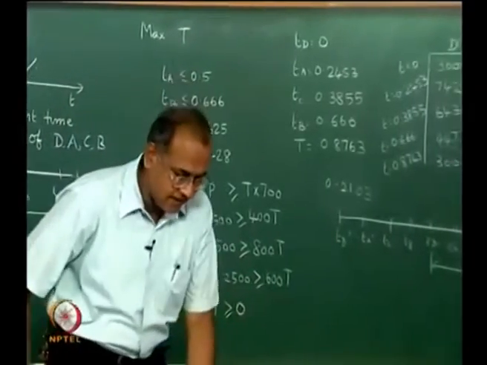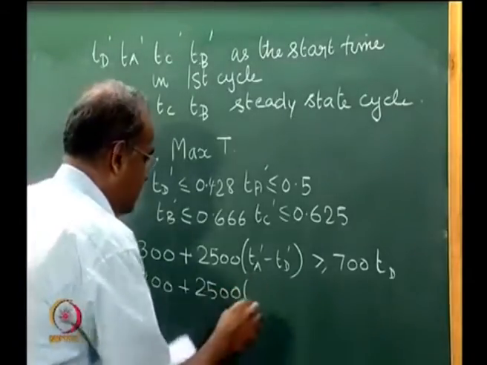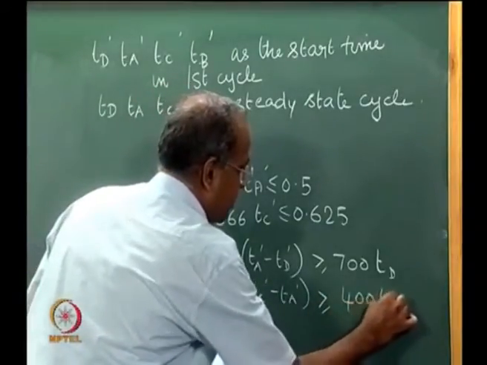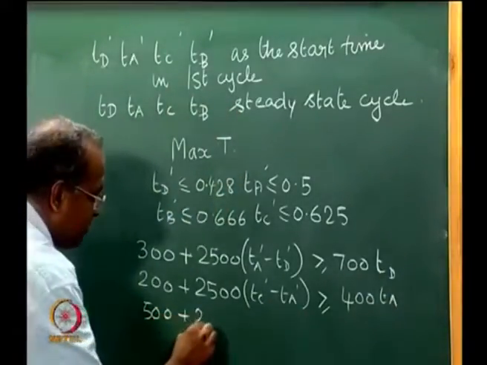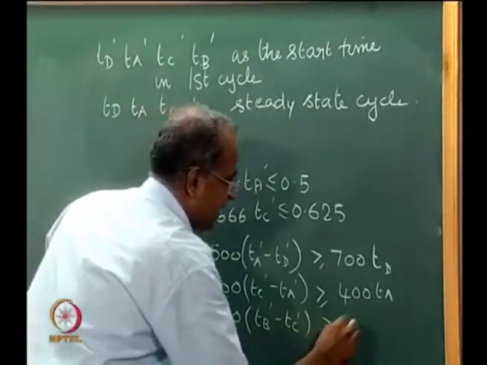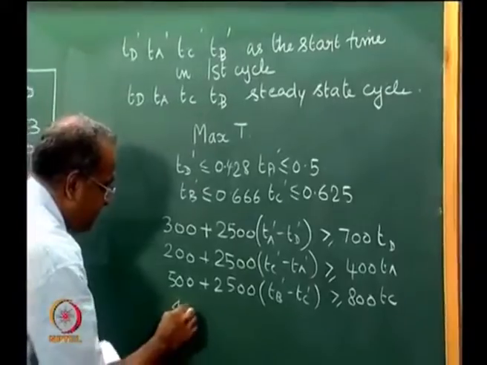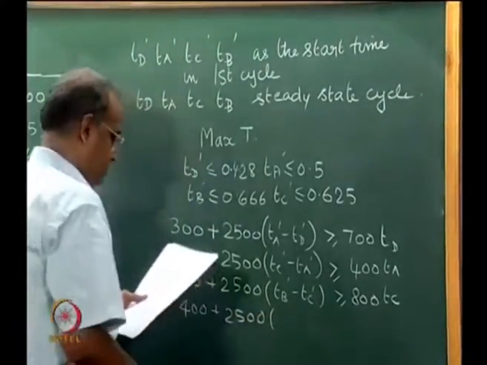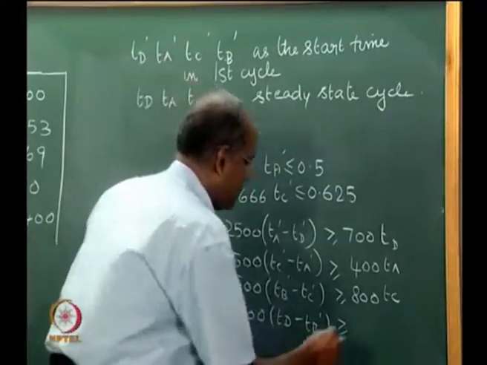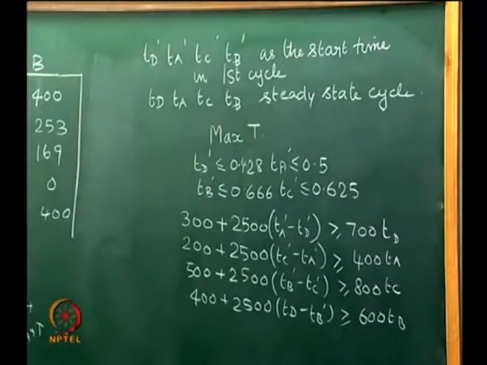Like that I write 4 constraints, which I write very quickly: 200 plus 2500 into TC dash minus TA dash is greater than or equal to 400 TA; 500 plus 2500 into TB dash minus TC dash is greater than or equal to 800 TC; and 400 plus 2500 into TD minus TB dash is greater than or equal to 600 TB. Now, the fourth constraint is important because we are now looking at this.